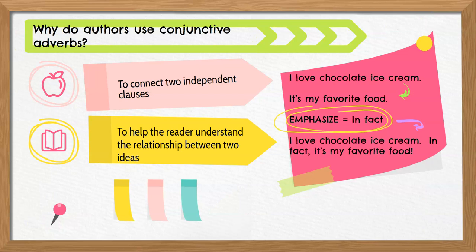So why do authors use conjunctive adverbs? They use them all the time and in all kinds of writing. They are used to connect two independent clauses and to help the reader understand the relationship between two ideas. For example, I love chocolate ice cream. It's my favorite food. It's my favorite food emphasizes just how much the writer loves chocolate ice cream. By adding in fact, that idea becomes clear. I love chocolate ice cream. In fact, it's my favorite food.